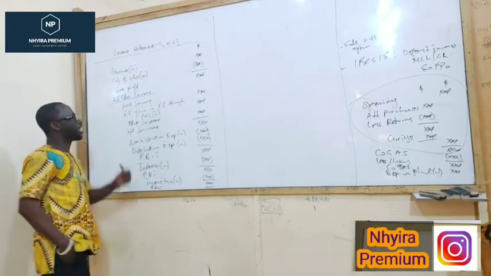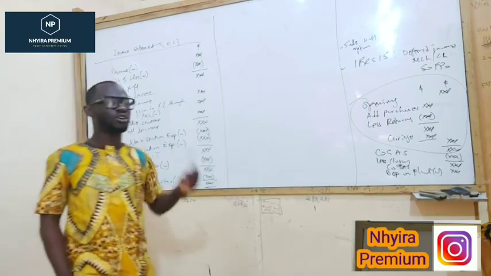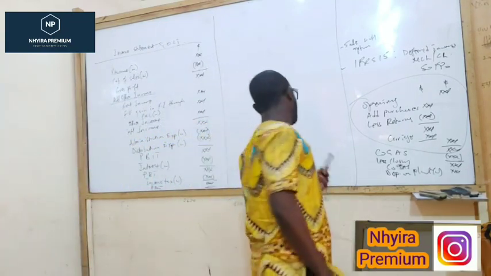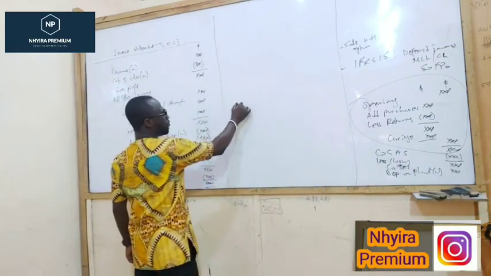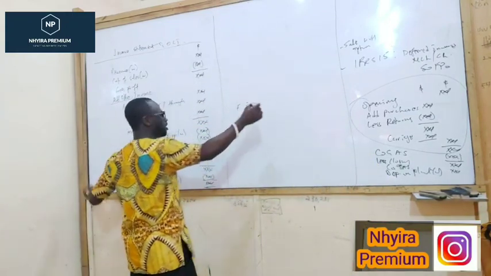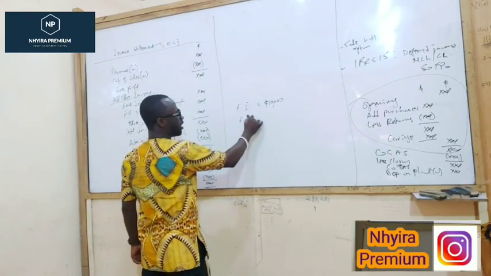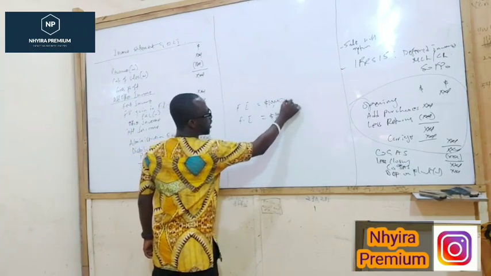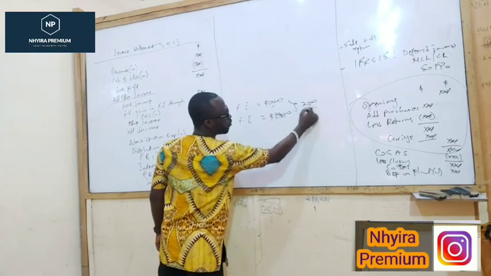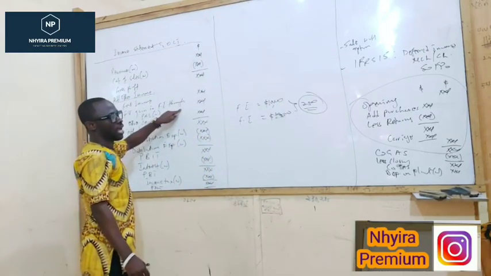Then, fair value gain in financial instrument through P&L. This one, you know it already from IFRS 9. So if at the beginning of the year, the financial instrument is $10,000, but at the end of the year it is now $12,500, then we have a gain of what? $2,500. This gain is supposed to come here.